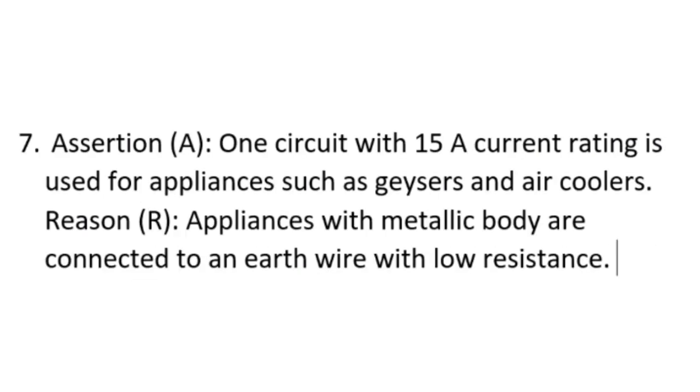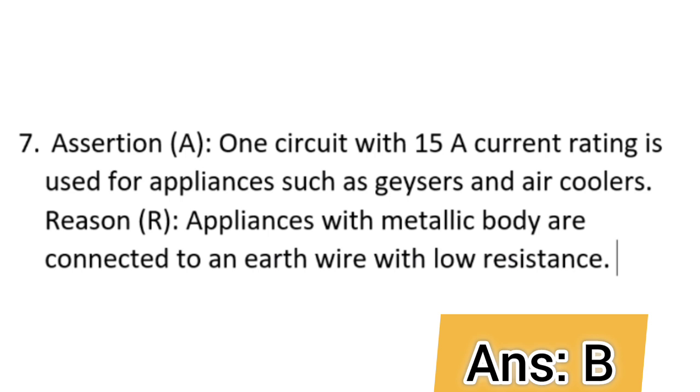Next one, assertion: one circuit with a 15 ampere current rating is used for appliances such as geysers and air coolers. Reason: appliances with metallic body are connected to an earth wire with a low resistance. Here we can say that both are true statements, because we know that geysers and air coolers need a higher rated circuit, the fuse wire. At the same time, appliances with a metallic body are connected to earth wire so that we are protected. So in that case both are correct, but not the correct explanation. They are two different safety measures that we use in the circuits.